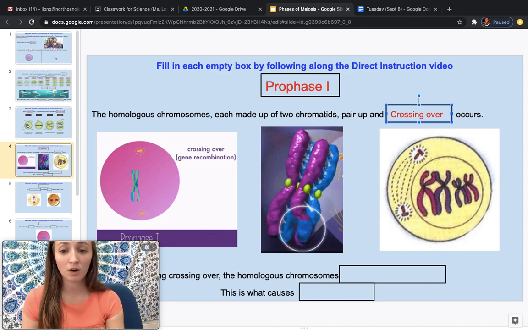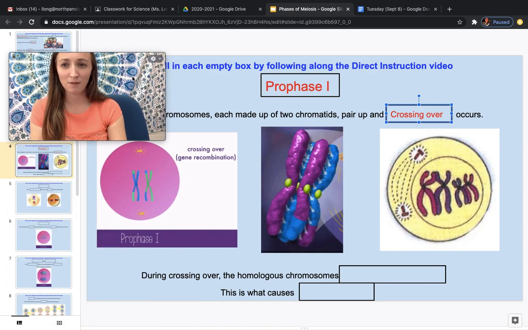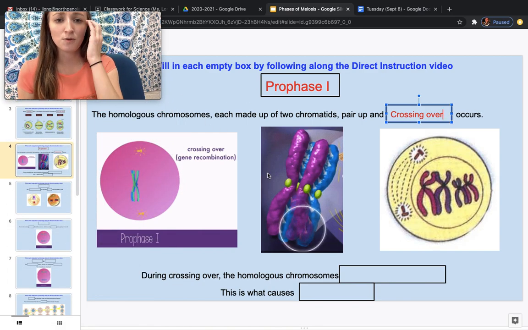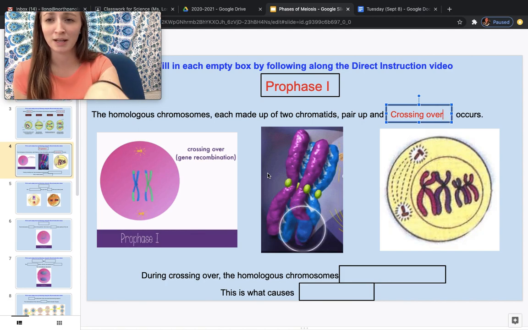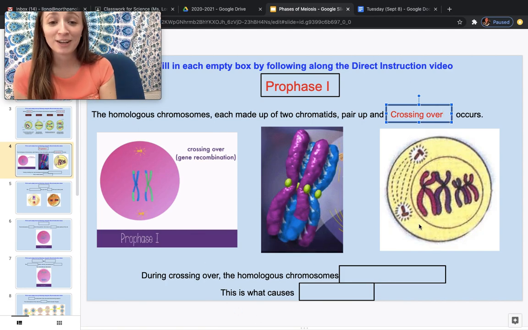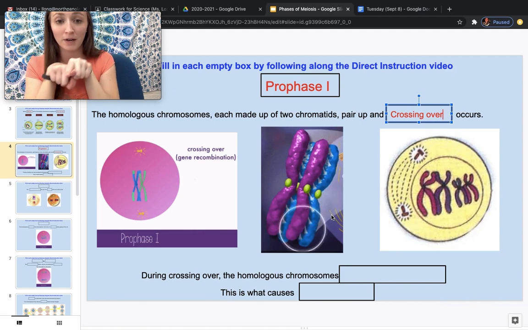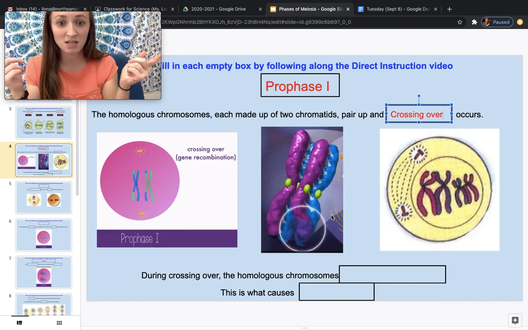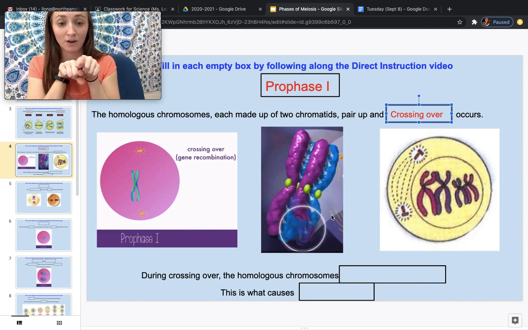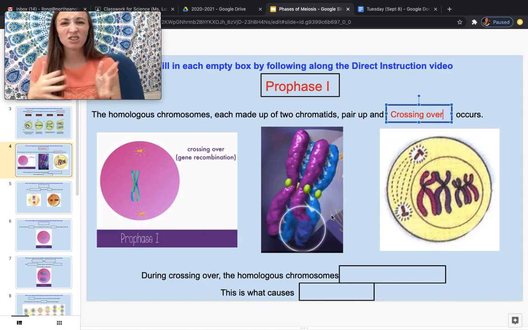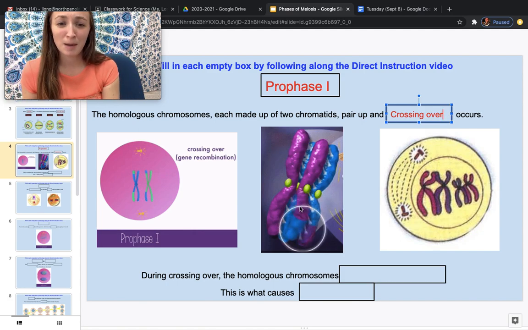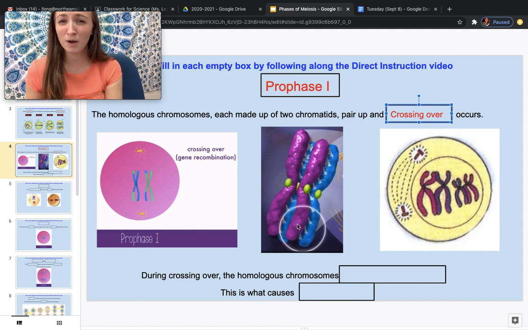So what is crossing over? Here, let me move myself up a little bit. If you look in this middle picture, you see those homologous chromosomes, and they literally cross over one another. Crossing over, easy. When they cross over, they actually swap some of their genes. Not all of them, just some of them here and there. So you can see that purple one takes a little bit of the blue, and the blue takes a little bit of the purple.